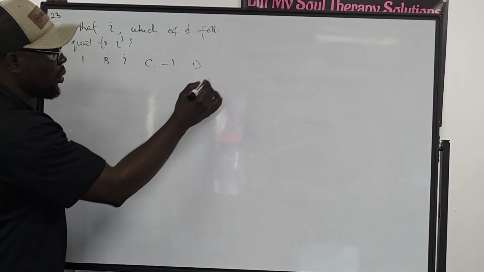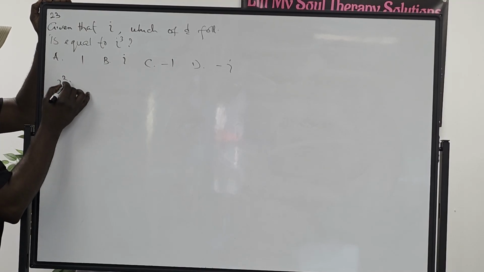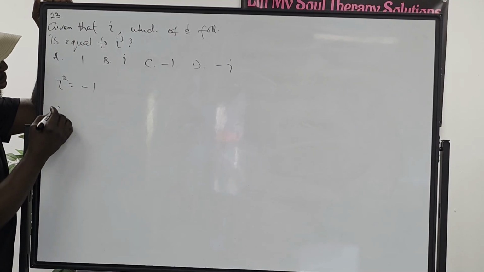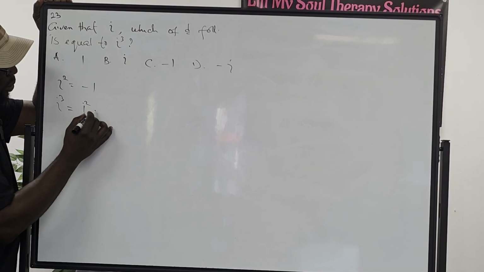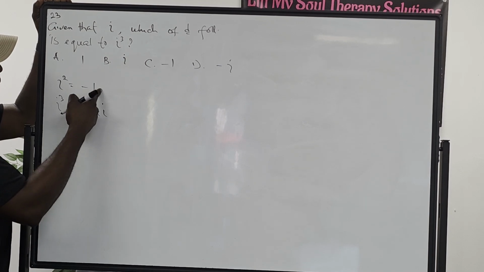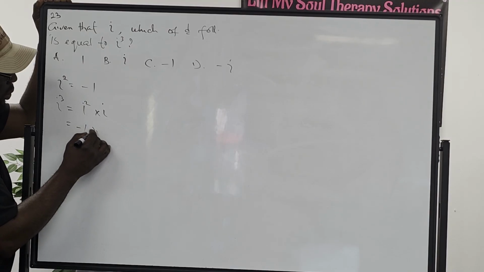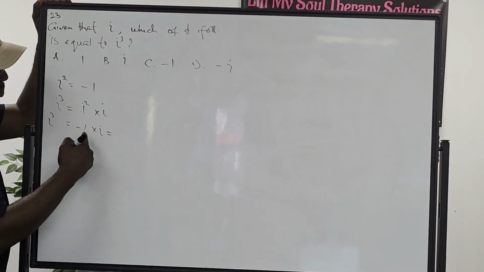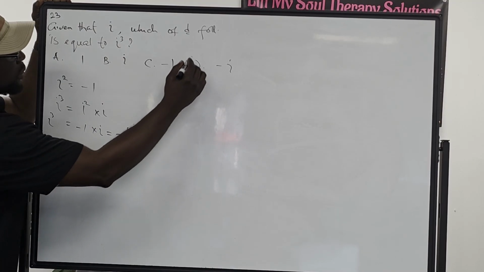Okay, so we know that I squared is minus 1. We know that for a fact. So I cubed is the same thing as I squared times I. I squared is minus 1, so we can say minus 1 times I, which means that I cubed is minus I. So our answer is minus I, which is option D.